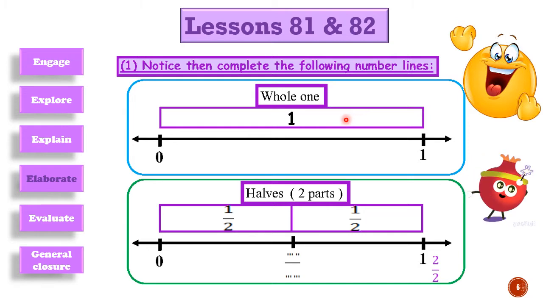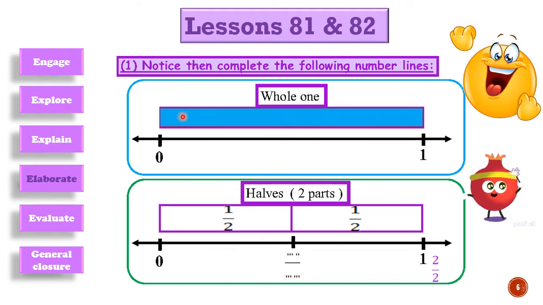Whole one means the whole fraction from 0 up to 1. Then we will color all of these strip. We have this fraction strip and we color all of it. Next one we have halves. Halves means half, 2 parts.